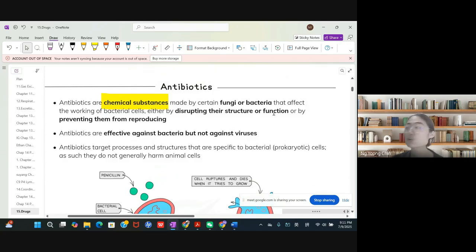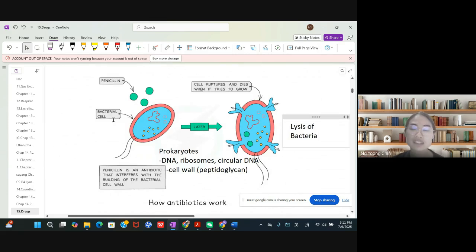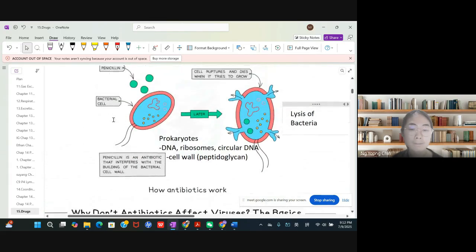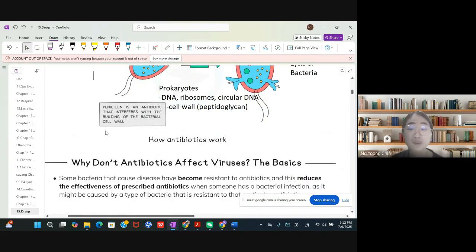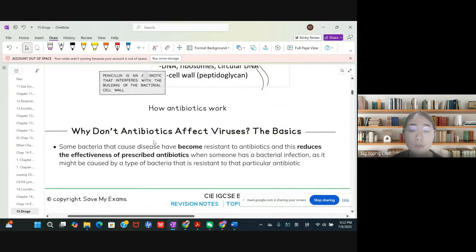Okay, so we know that antibiotics can kill bacteria. Let me ask you, can antibiotics kill viruses? Can you treat a virus disease with antibiotics? Yes or no? I think the answer will show you no. We cannot treat a virus disease with antibiotics. It's ineffective, not effective at all. Do you know why? Because antibiotics are unable to kill viruses. Do you know why they are unable to kill viruses?